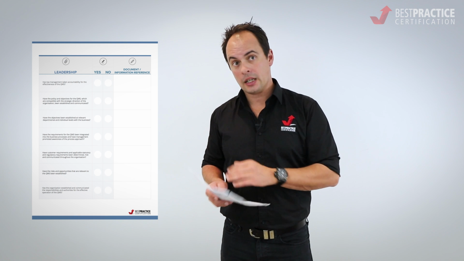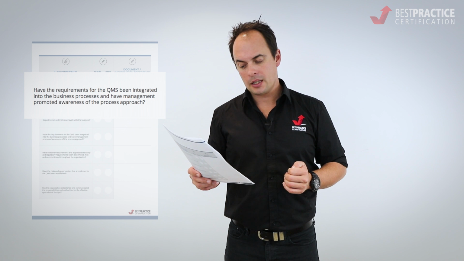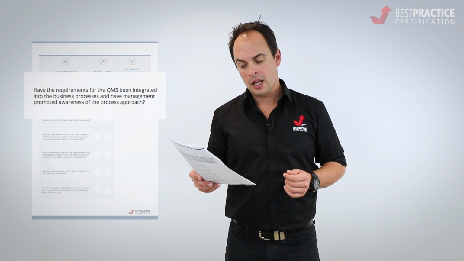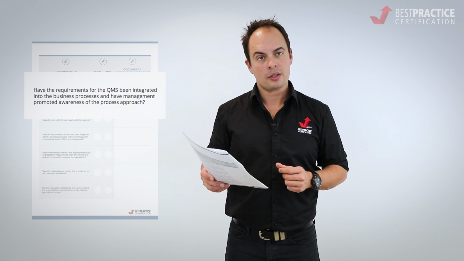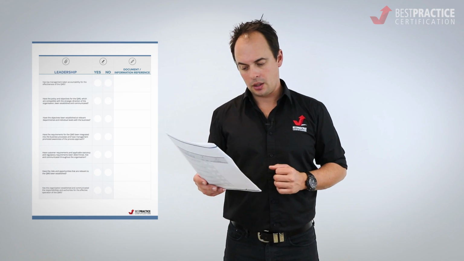So what evidence, the checklist is asking for you, what evidence are you going to show to prove that you do that? Have the requirements for the quality management system been integrated into the business processes, and have management promoted awareness of the process approach? Now, back in the first part of this video, we talked about a risk register. A risk register is really important as it identifies the issues or the things that can go wrong, the things that you want to control. So what we're saying there is, have the requirements for the system been integrated into business processes? Now, if something can go wrong, like you can upset a customer, then what are you putting in place to prevent that? And that's what we're implying here. So what can you show, or what can you present to prove that you've closed out or addressed that particular question?